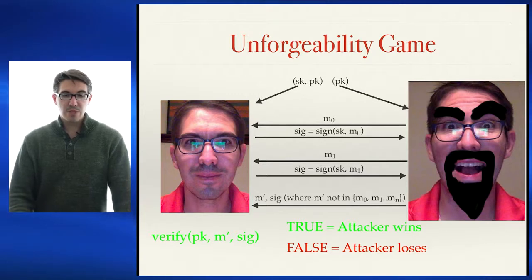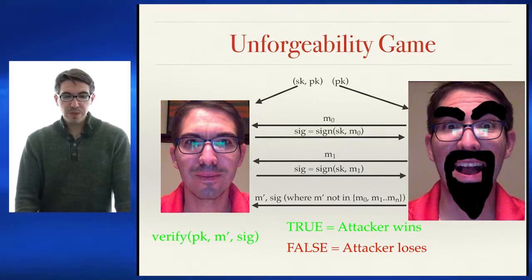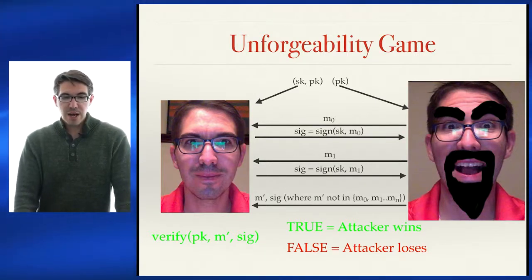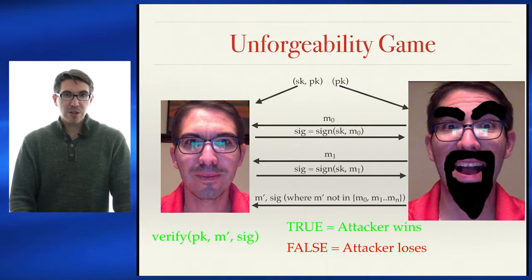Then evil Bill sends over message M sub 1, which is a different message. Good Bill once again signs this. He sends the signature that he got after signing the message with his secret key. And he does this n times.